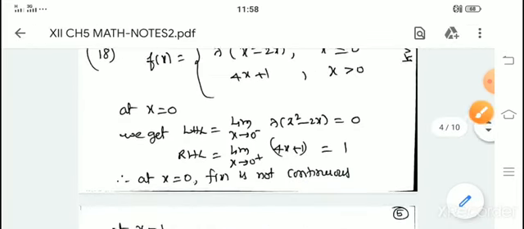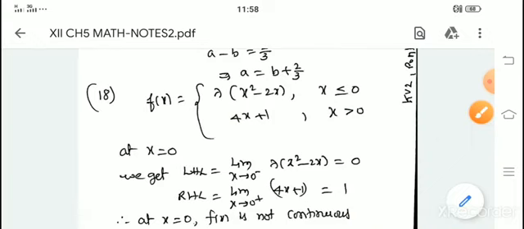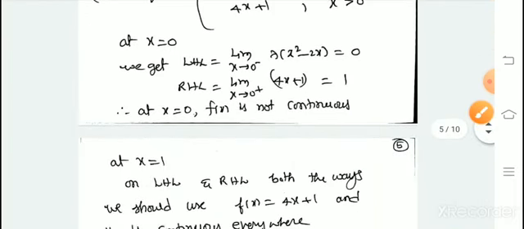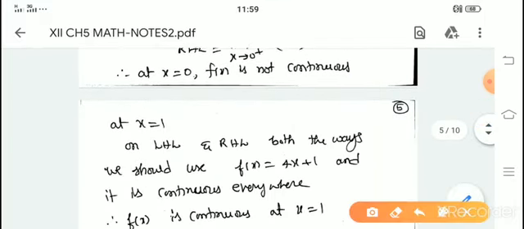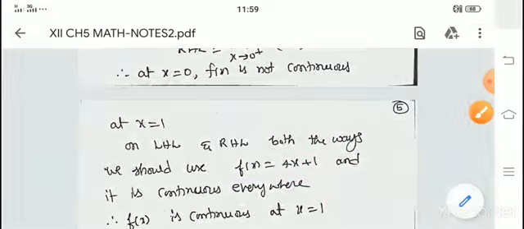But at x is equal to 1, I take only 1 is greater than 0, I take only this function 4x plus 1. So before or after 1, less than 1 or greater than 1, we take 4x plus 1 only. So the given function is continuous, because a polynomial function is always continuous. So 4x plus 1 is continuous everywhere. So at x is equal to 1 also, 4x plus 1 is continuous.